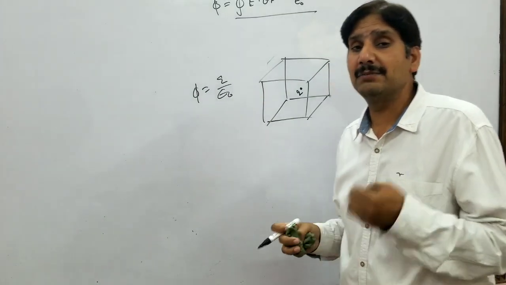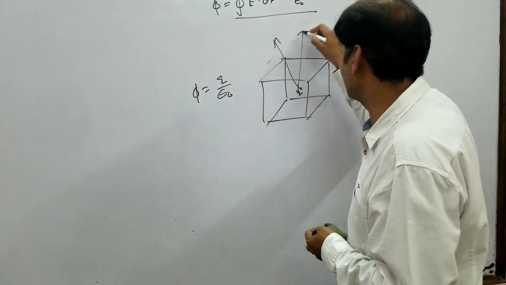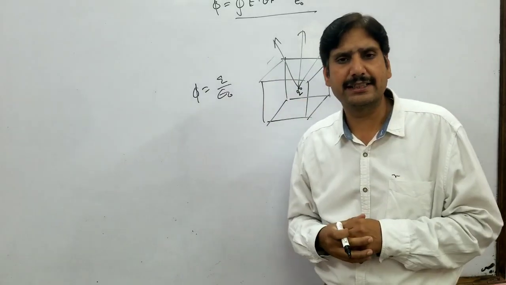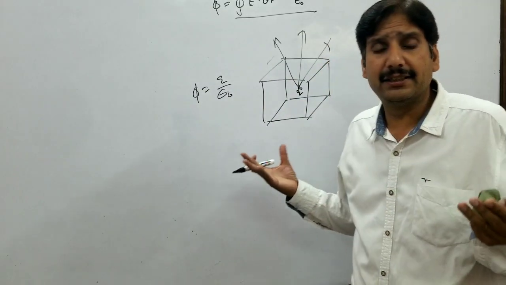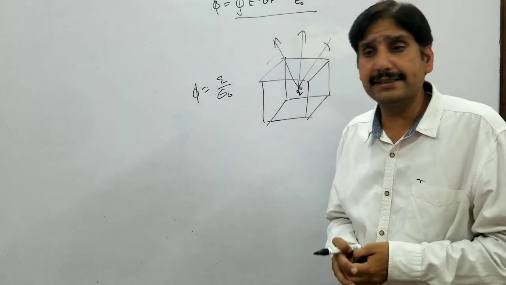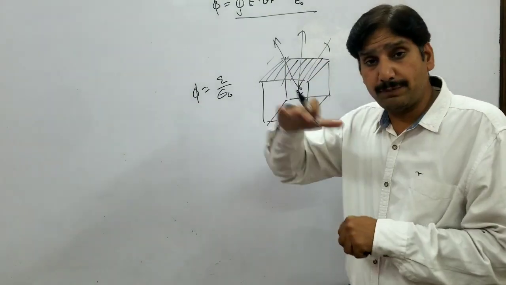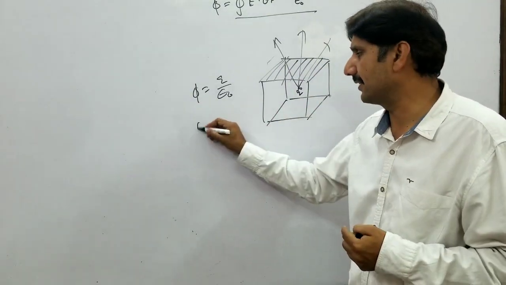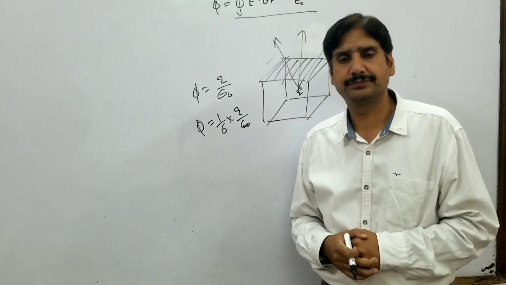But what if I am asked to find out electric flux only through its top surface, or any one of the 6 surfaces? I know that it's a symmetric problem. Total flux through all these 6 sides is Q by epsilon naught. So flux through this one top side would be 1/6 of this. This will be 1/6 of Q by epsilon naught.